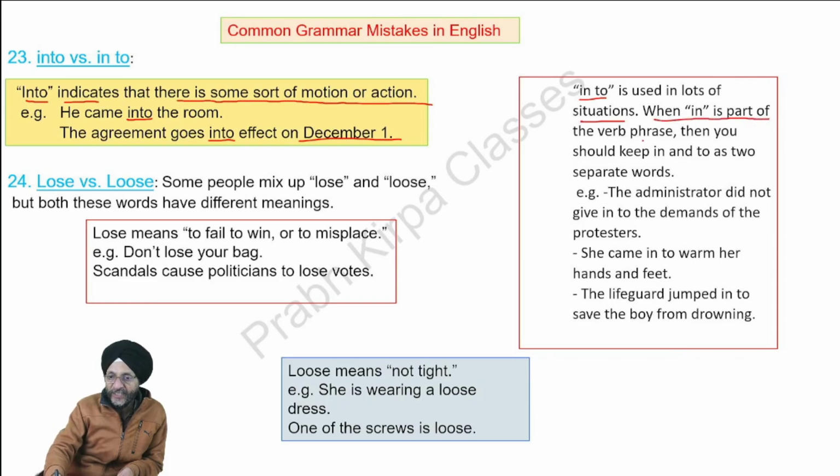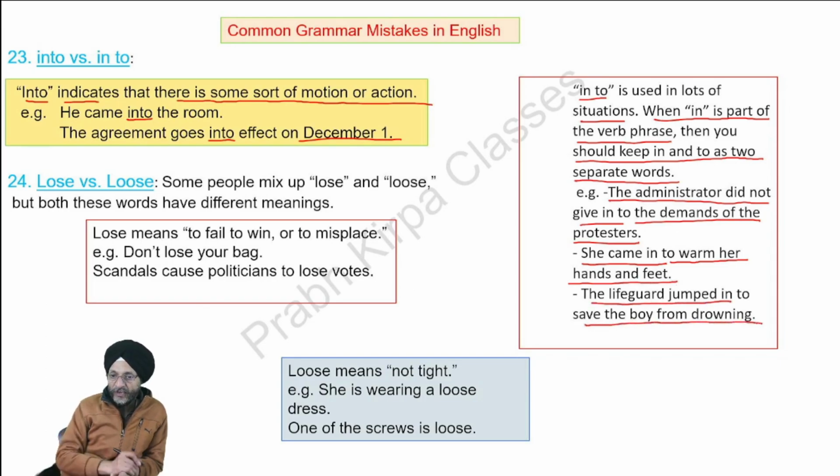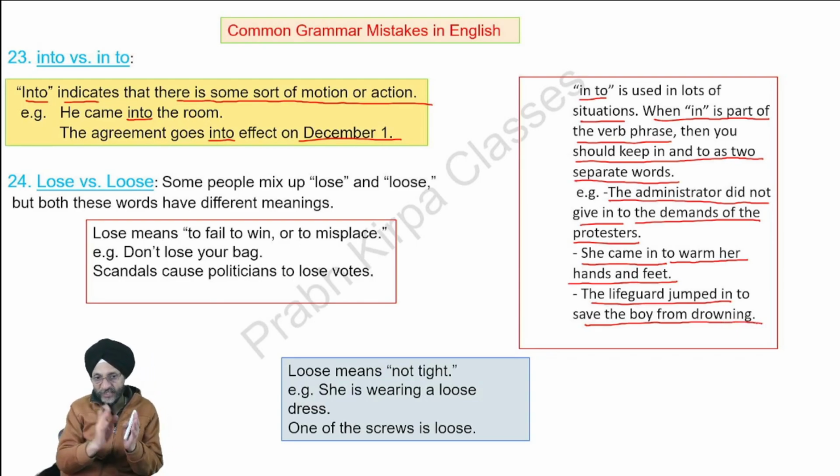When in is a part of the verb phrase, then you should keep in and to as two separate words. The administrator did not give in to the demands of the protesters. She came in to warm her hands and feet. The lifeguard jumped in to save the boy from drowning. So we must understand where we are to use into or where we should use in to.